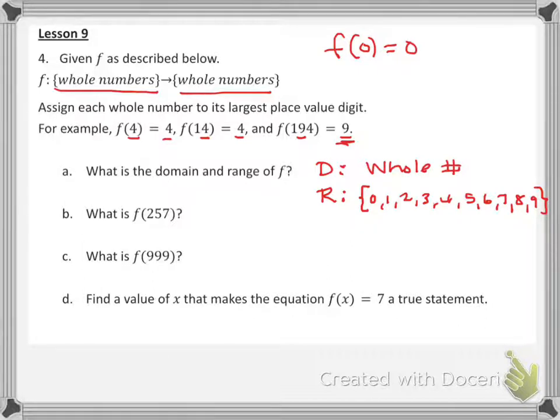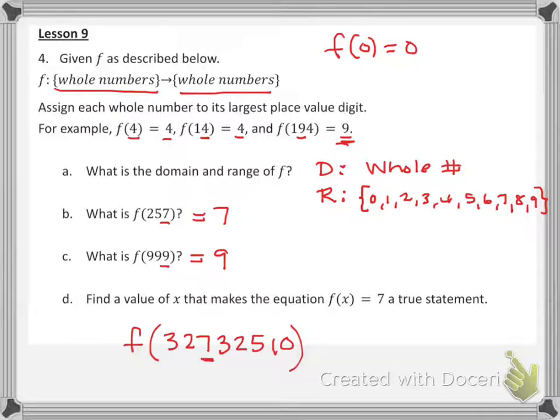What is f of 257? Well, the largest digit in that is a 7. So that would produce a 7. F of 999 would produce a 9. Find a value of x that makes the equation f of x equals 7 a true statement. Well, lots of opportunities here. As long as 7 is my largest digit, it could be anything. 7's my biggest digit, so it's going to produce a 7.